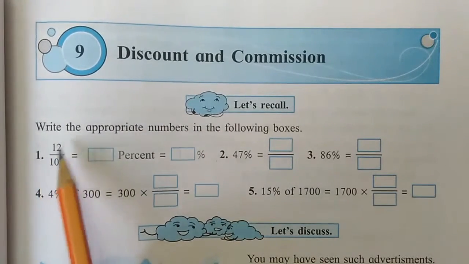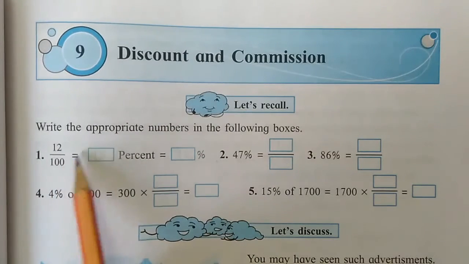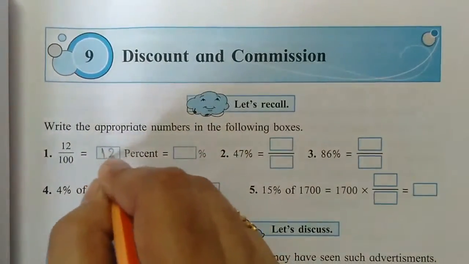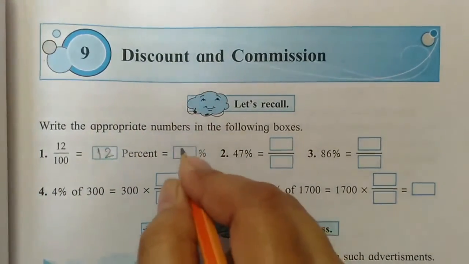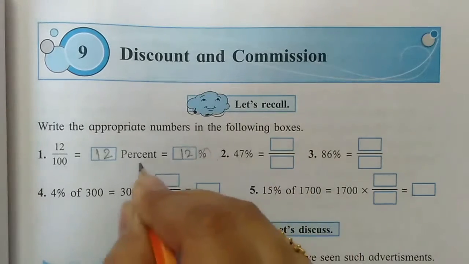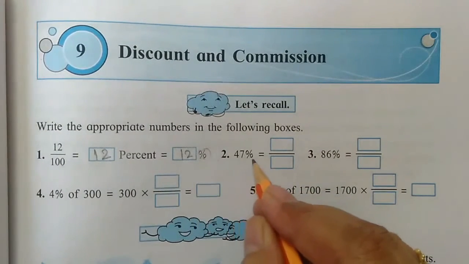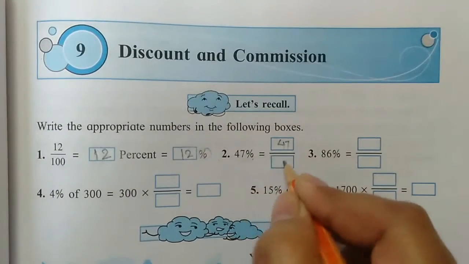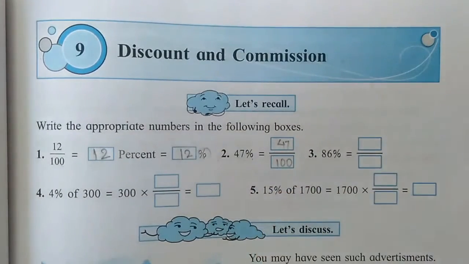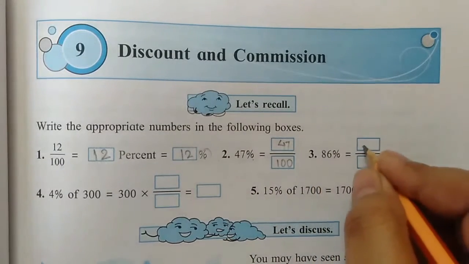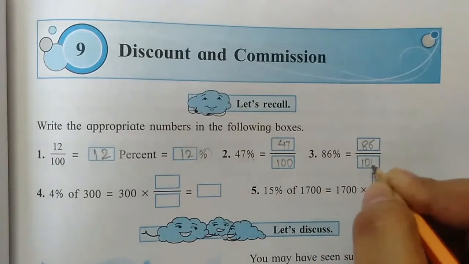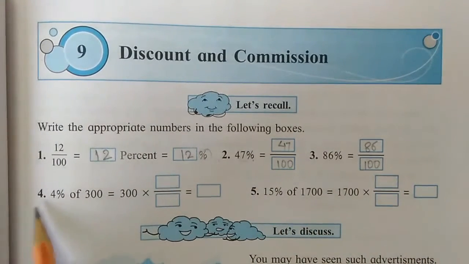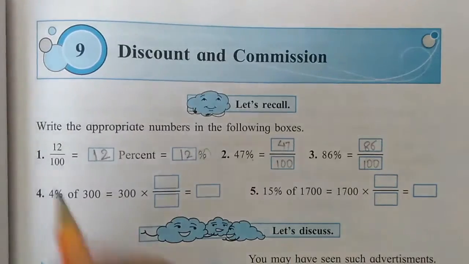The first question given in your textbook is 12 upon 100. We know that when the denominator is 100 then it is called a percent. So this is 12%. This is the symbol of percent. Second is 47%. If we write it in ratio form, then 47 is the numerator and the denominator is always 100. Third is 86% is equal to 86 upon 100. 100 means percent.